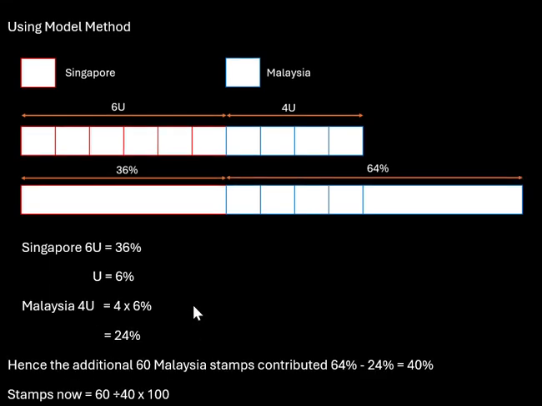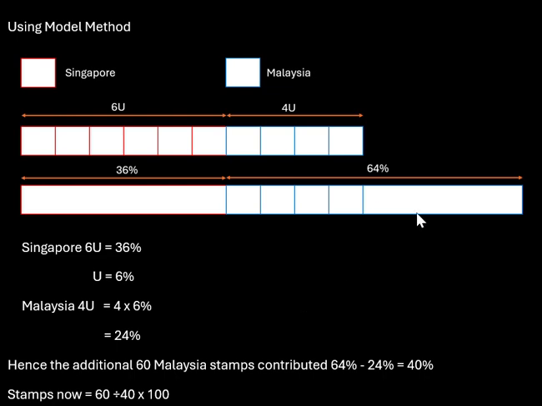So similarly for Malaysia, there are 4 units. Since we know each unit is 6%, 4 times 6 gives you 24%, which means that you have 24% Malaysian stamps in this area. Okay, initially that he has. So if he has 24% here, and now the Malaysia stamps contribute 64%, this means that the 60 Malaysian stamps that he has added contributed 64 minus 24, 40%. So here actually contributed 40%.